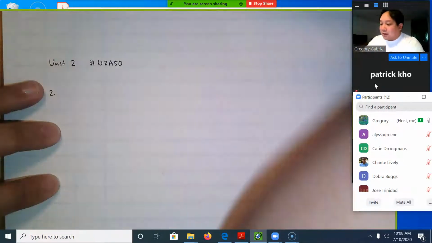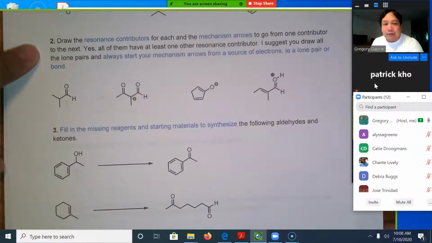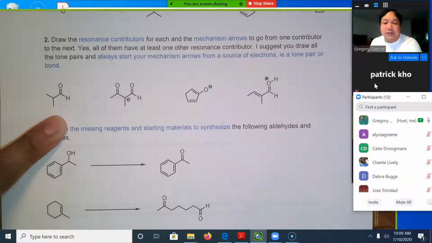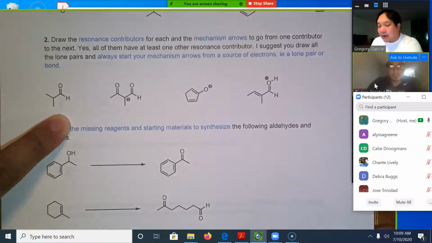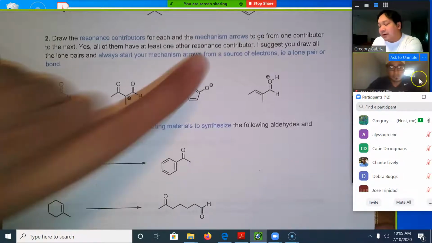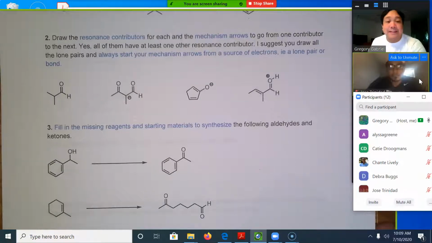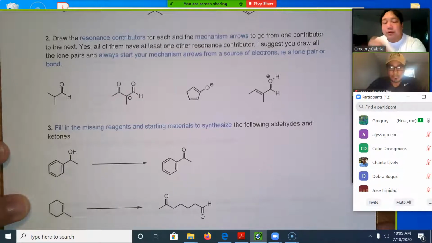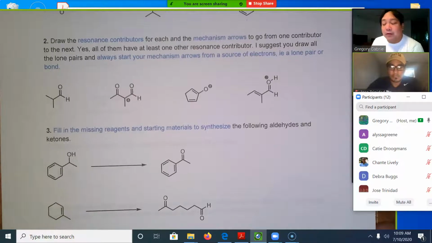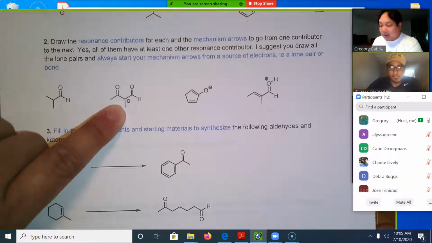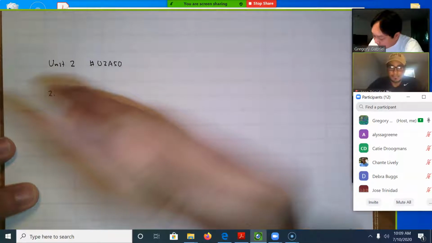It says to draw resonance, but really what you're doing is drawing mechanism arrows to get to the other resonance structures. Now, the idea is if you have more than 2 resonance structures, for instance A, B, and C, your mechanism arrows have to go from A to B and then B to C. I know for some of these it's tempting to go from A to B and then go back to A and do A to C. But you should learn how to go from one contributor to the other without having to backtrack. I think we'll have an example of this one right here. But let's do the first one.